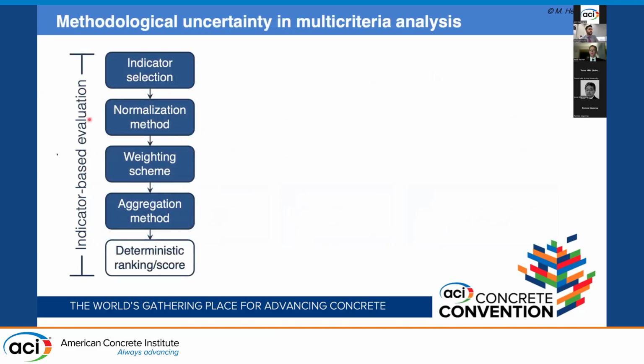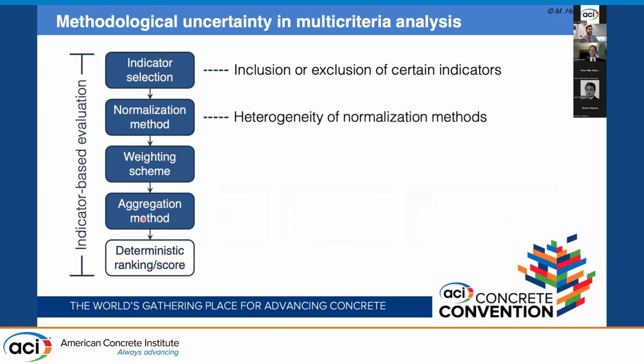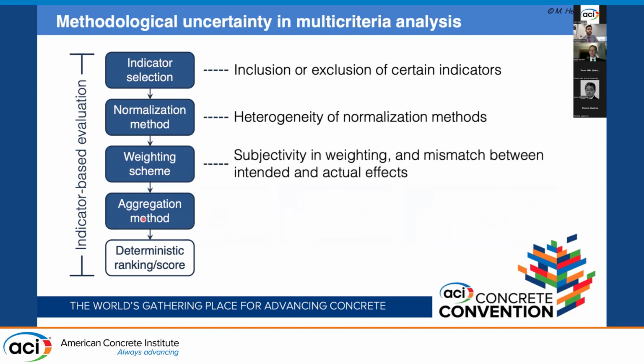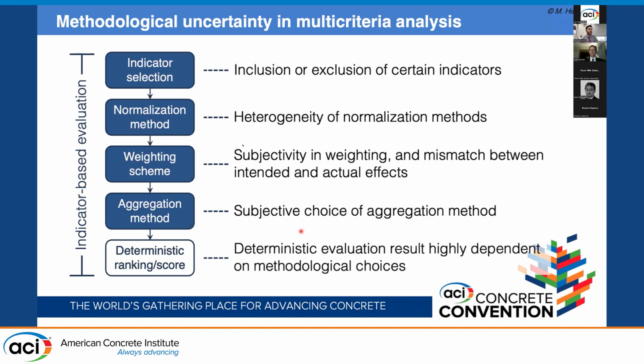So in the indicator-based evaluation, the methodological uncertainty arises due to the selection of inclusion of different indicators. The normalization methods which we choose, there are different normalization methods available. Subjectivity in weighting, and a mismatch between the weights that we apply and the actual intended effects. And finally, again, the subjective choice of aggregation method, which one we choose. And we saw that changing the aggregation method changes the results, as I showed a moment ago.